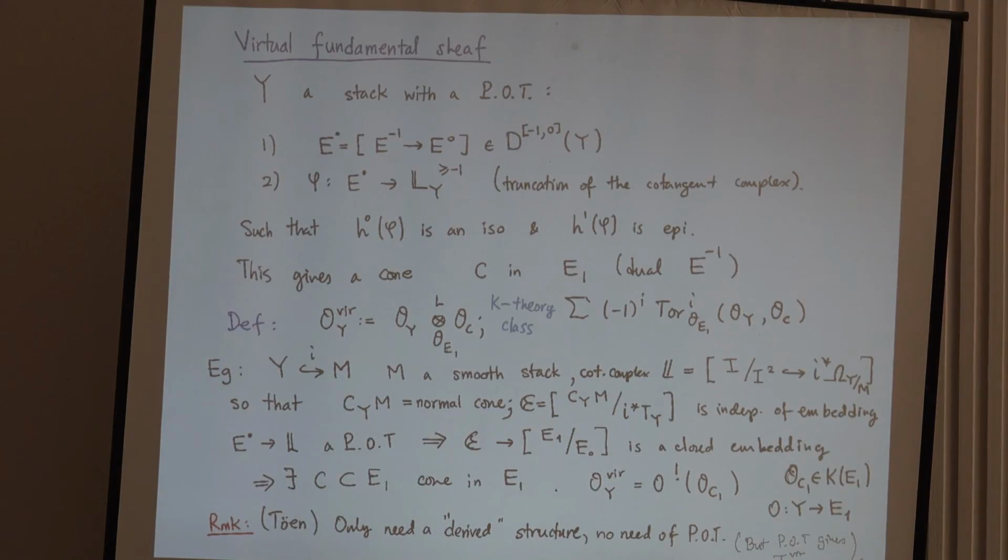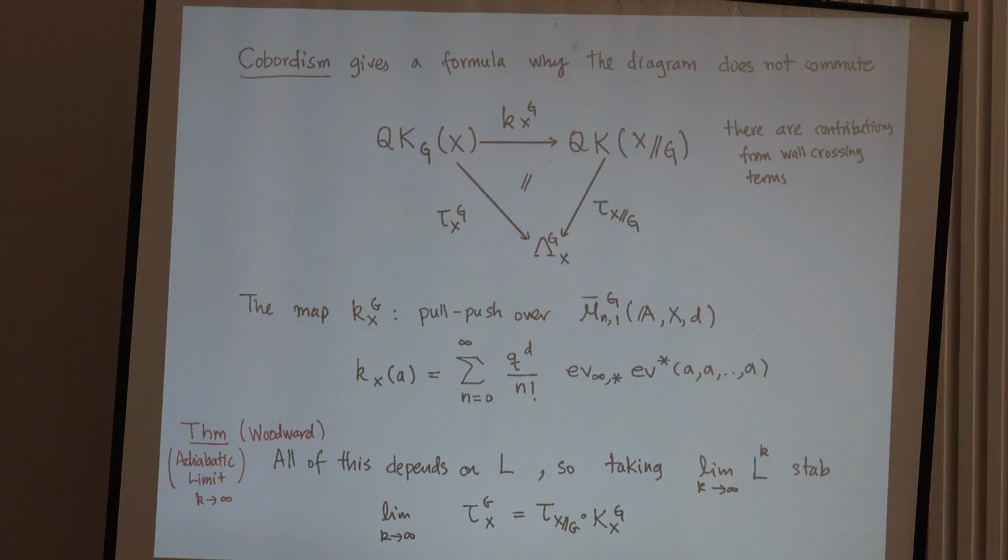There is a paper of Toën where he says that you don't really need perfect obstruction theories to define the virtual fundamental class. You just need to use a derived structure. I am just putting it in there. I don't know why. I do not understand it yet. But hopefully at some point I get to understand that statement.